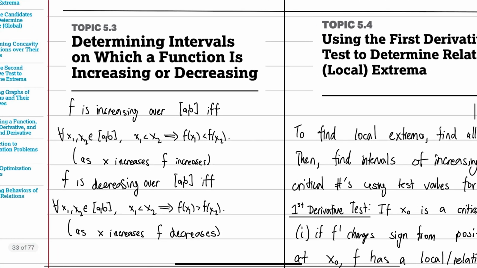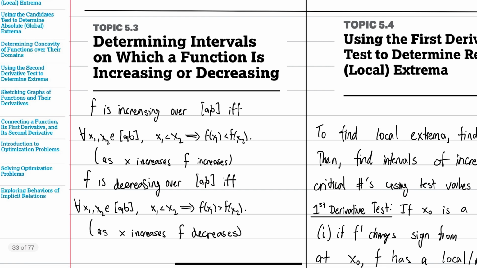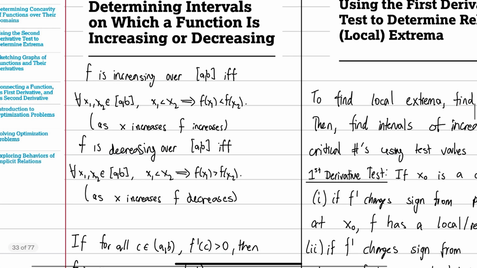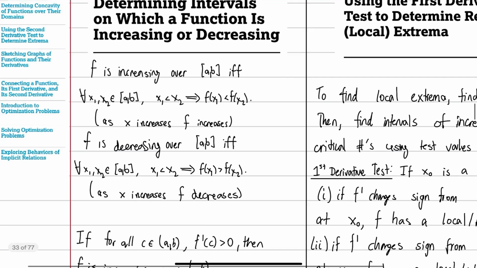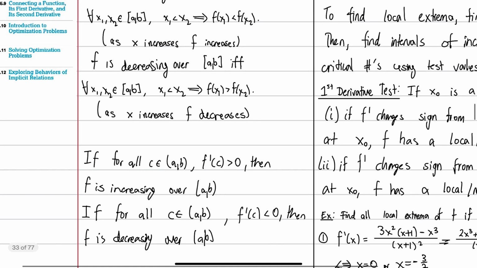Topic 5.3, determining intervals on which a function is increasing or decreasing. So here I wrote the definition of increasing and decreasing. Basically, if f is increasing, then as x increases, f increases. But if it's decreasing, then as x gets larger, f gets smaller, right? That's the definition. And with the calculus interpretation, if for every point in an interval the derivative is positive or negative, f is increasing or decreasing respectively, right?